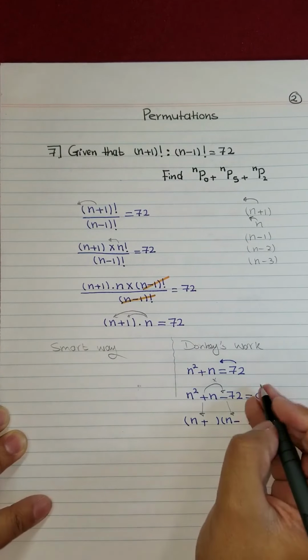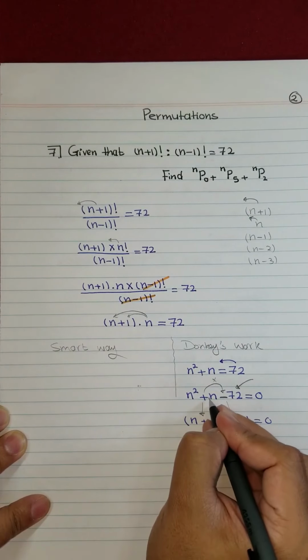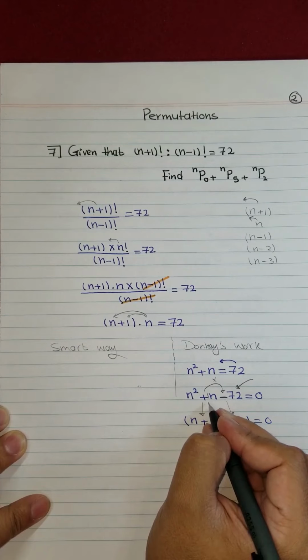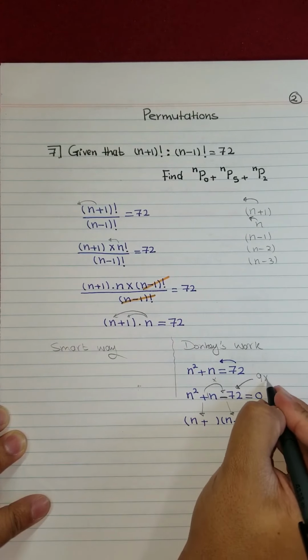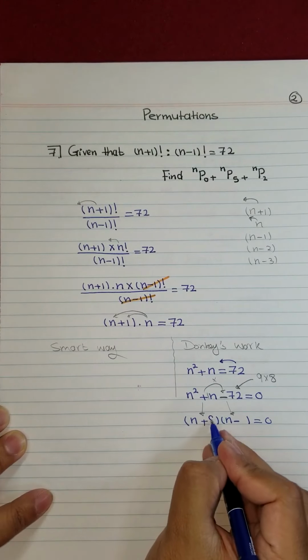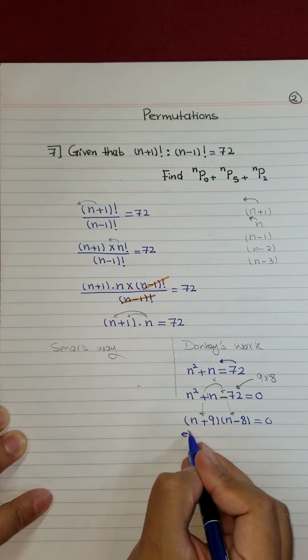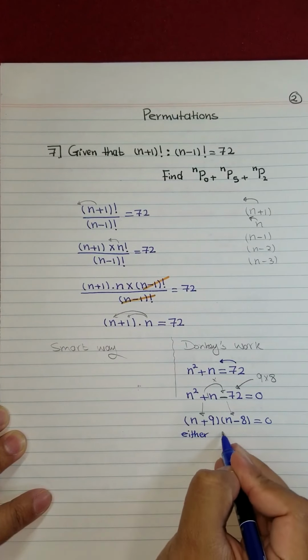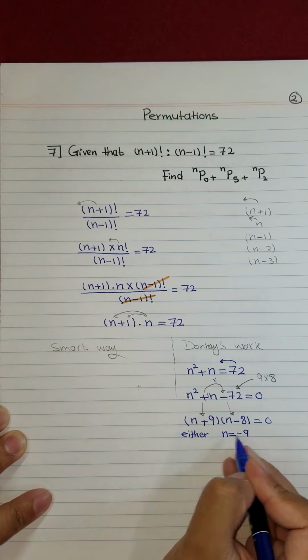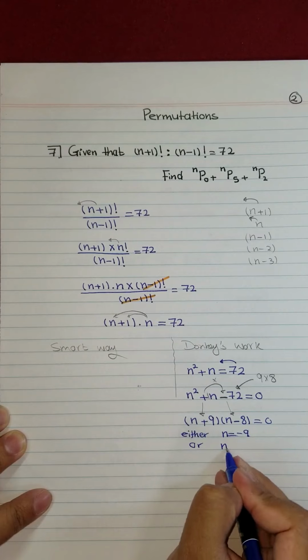Now you need two numbers. If you multiply them you get 72, and if you subtract them, you need to get 1. These numbers are quite easy. They're 9 times 8. 9 times 8 is 72. If you subtract, you get 1. So you write the bigger number first and the smaller number second. So either n is equal to negative 9, transposing the 9 to the other side, or n is equal to 8.